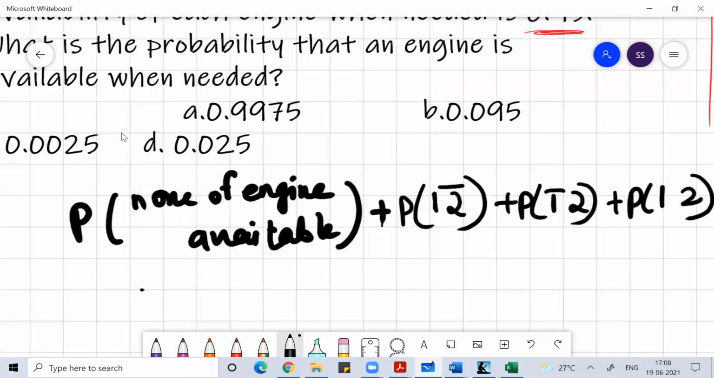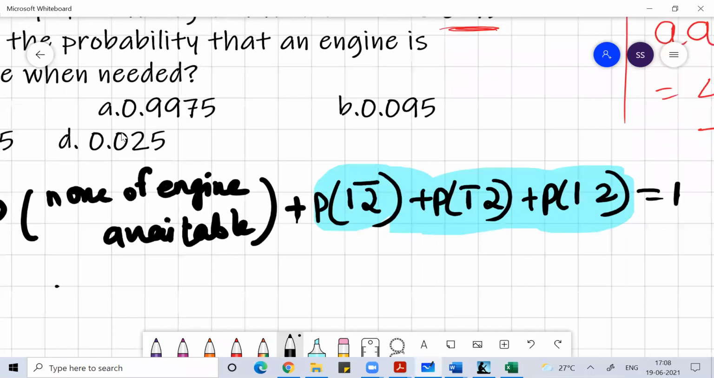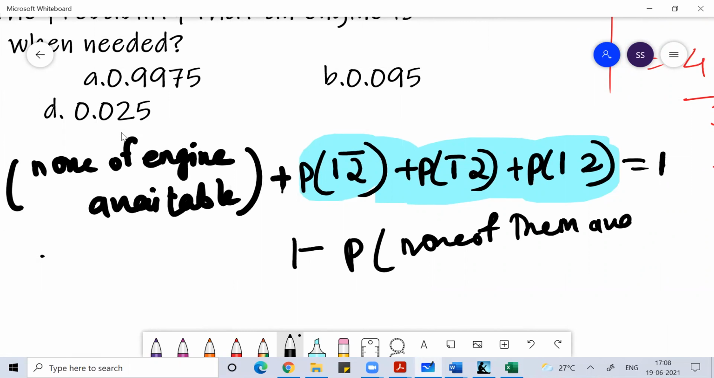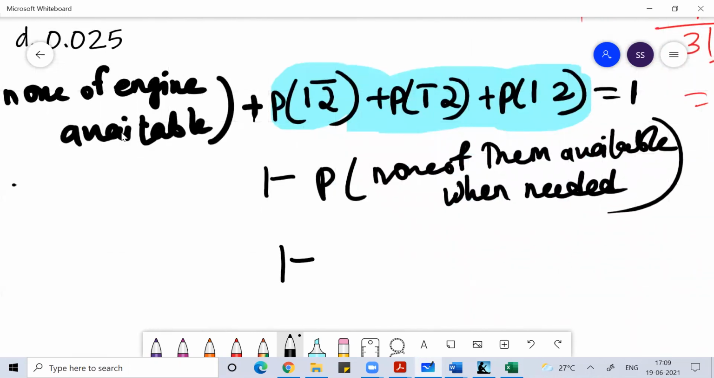So the question is, what is the probability that the engine is available when needed? So you have to find this. You can do one minus the probability that none of the engines is available when needed. That will give you all the possibilities that the engines are available when needed. Both are independent events.